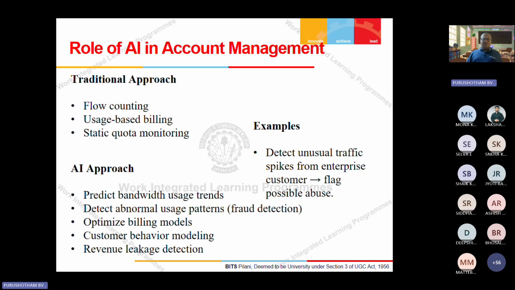But the AI approach can predict bandwidth usage trends and detect abnormal usage patterns like fraud detection, etc. Then it can optimize billing models, customer behavior models, and revenue leakage detection. So all these things are possible with the help of the AI approach. Example: detecting unusual traffic spikes from enterprise customers and then flagging possible abuse.